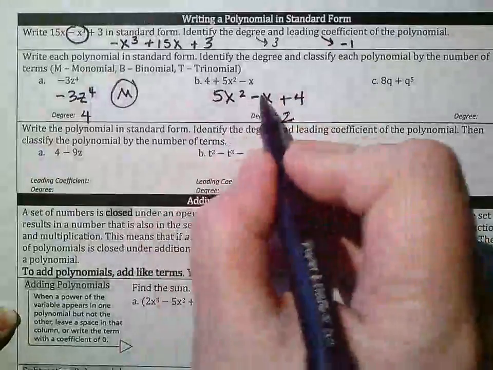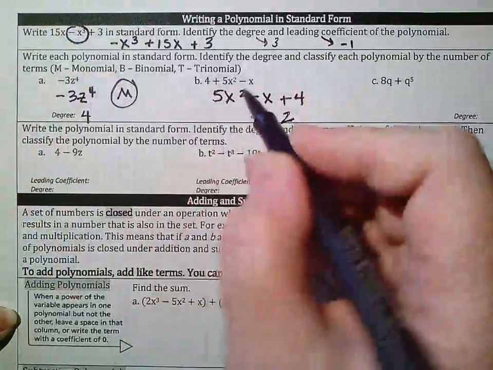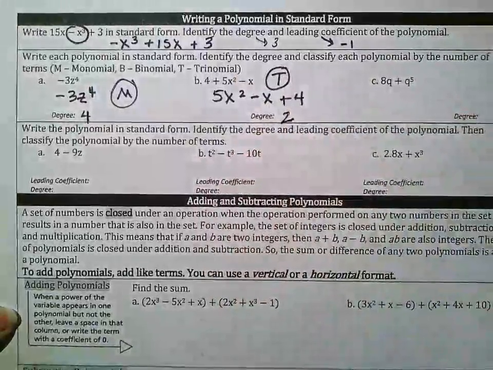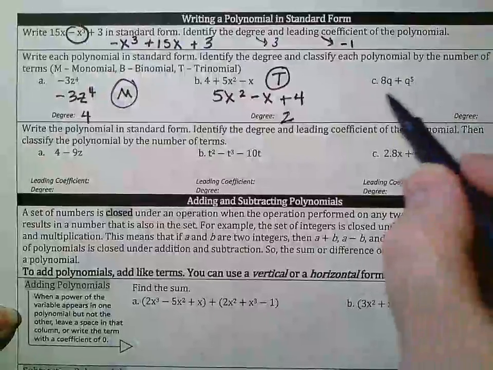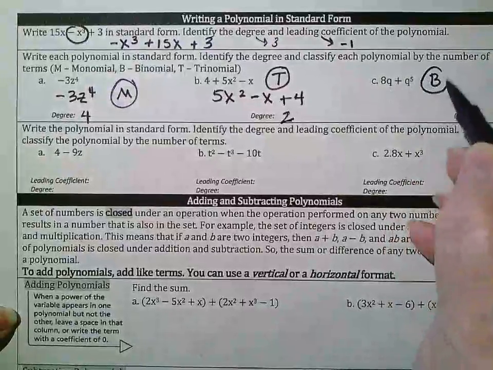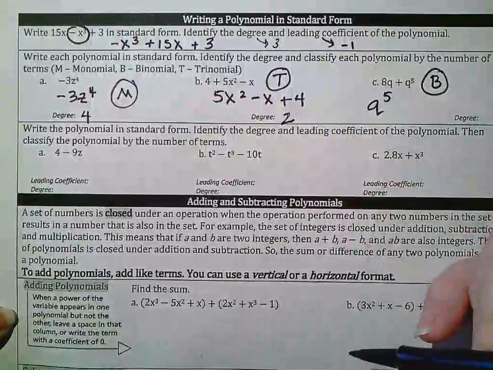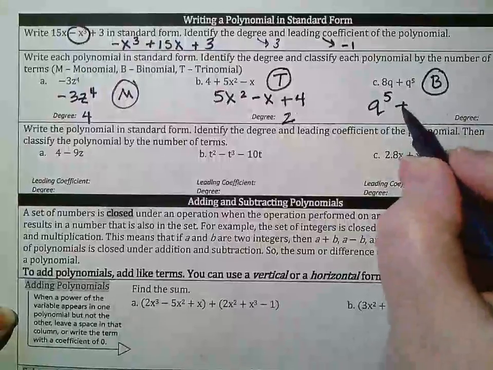And this has a leading coefficient of 5, 1, 2, 3 terms. This is a trinomial. This is a binomial, 2 terms, but q to the 5th is their largest exponent, plus 8q.